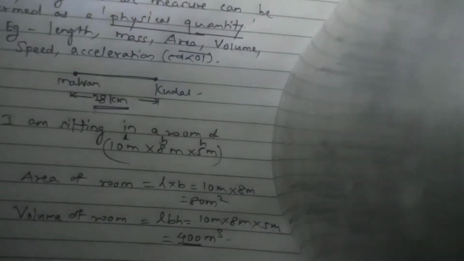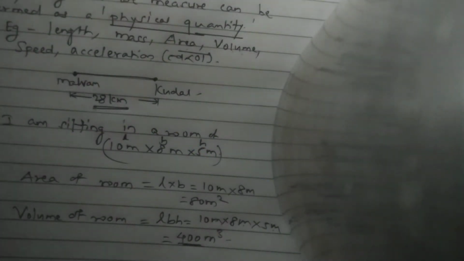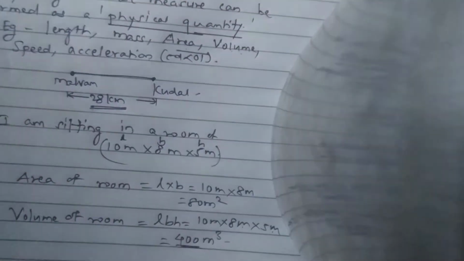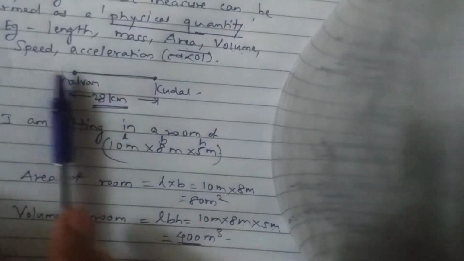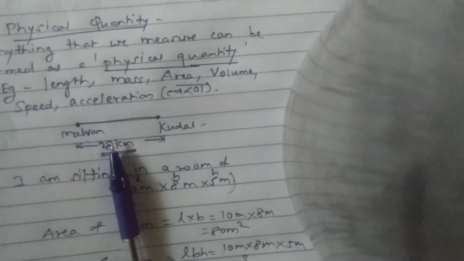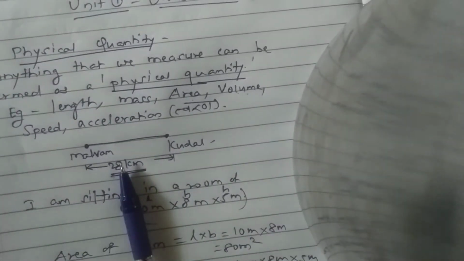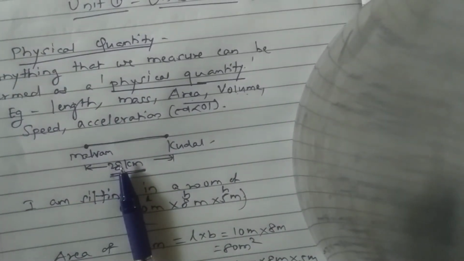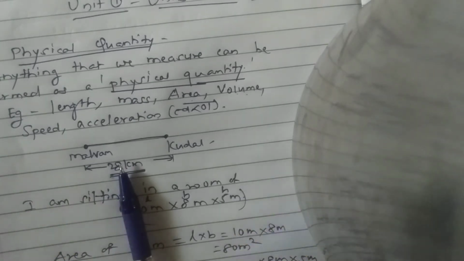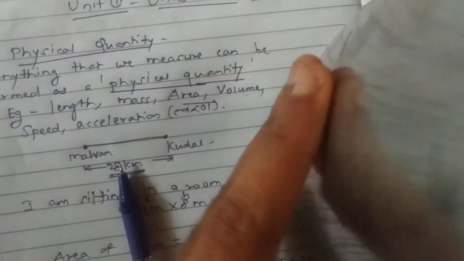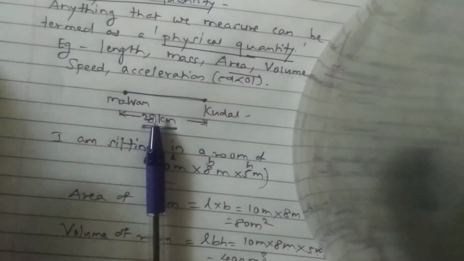All these are termed as physical quantity. So I hope you have understood, you have got some fair idea of what this physical quantity is all about. In short, anything that we measure is what is termed as a physical quantity. Now what are the types of physical quantities and how they are measured and all those things we will discuss as we go along. Let us move on now.